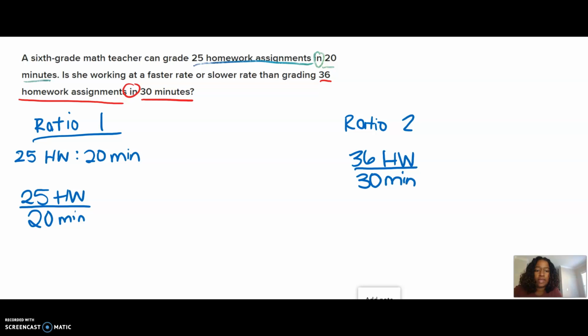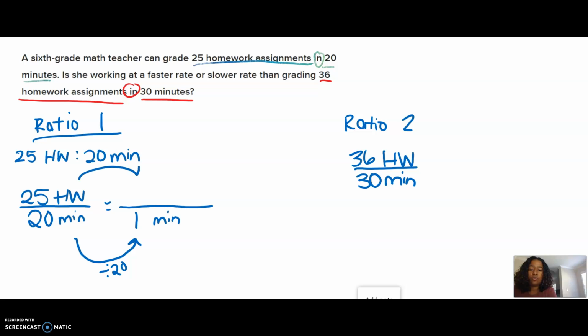So the whole point of the lesson was to find the unit rate. So I want to figure out how many homework assignments we're solving in 1 minute. So to go from 20 to 1, 20 divided by 20 makes 1. So to find my numerator, I gotta do 25 divided by 20. I'm gonna use my calculator real quick.